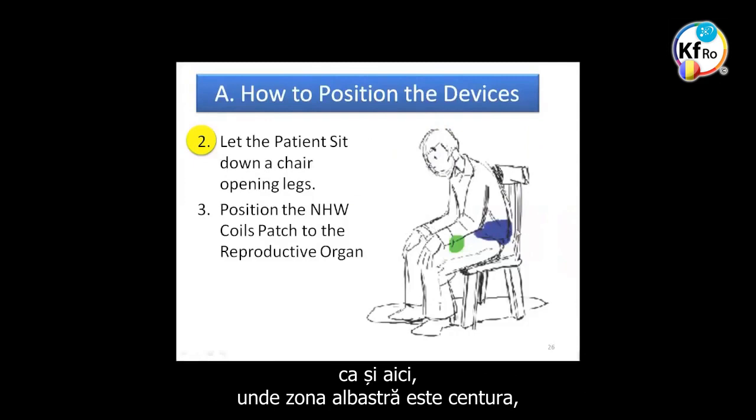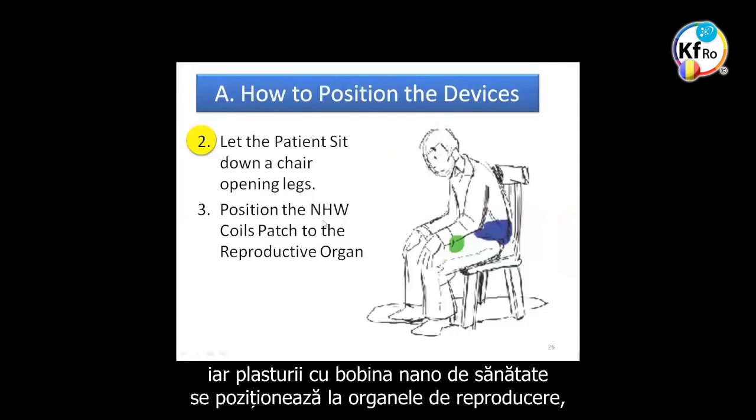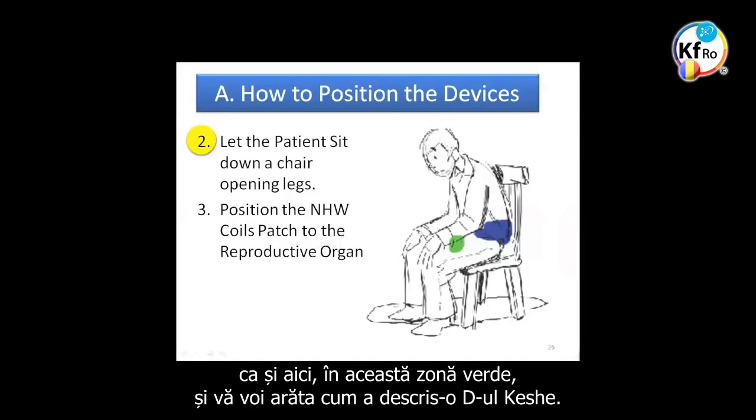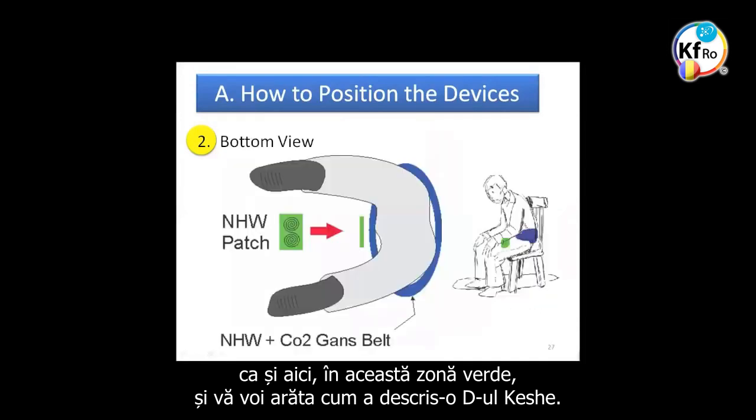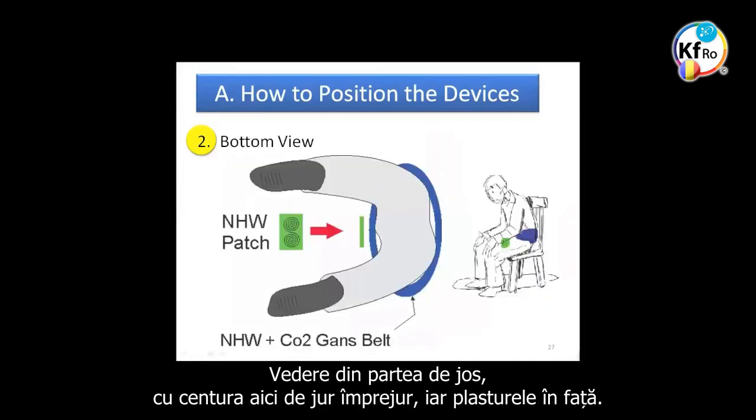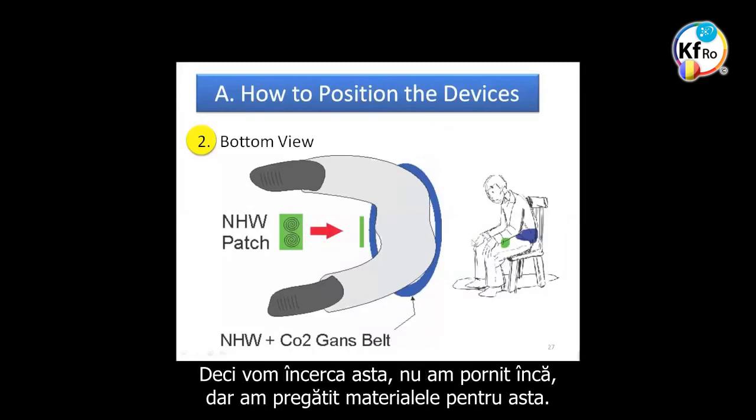The blue one is the belt, and we position the Nano Health wire coil patch at the reproductive organ, like this area, the green area. I'll show you how Mr. Kesh described it last time. It's the bottom view, you're sitting, so the belt goes around, and the patch is in front. So we'll be trying this.